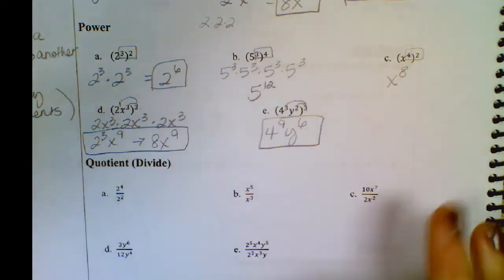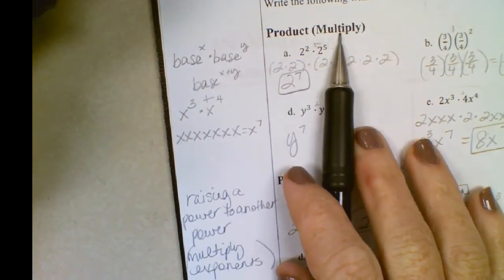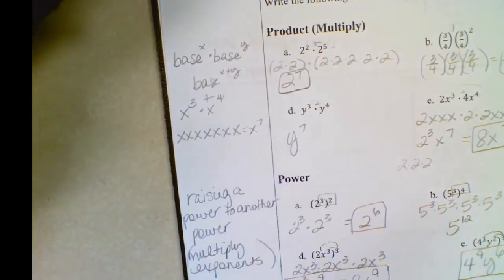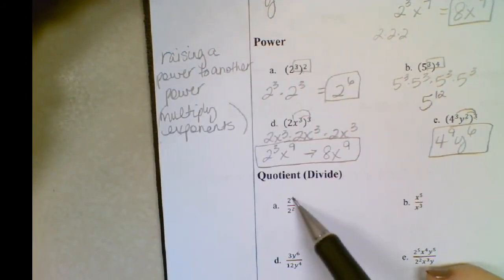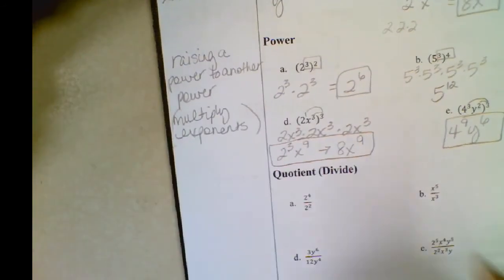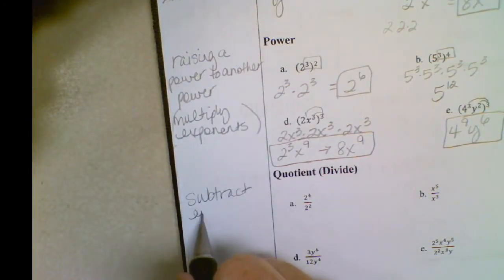Okay. Quotient rule, so now we're talking about division. So I want you to think about something. With our product rule, when we were multiplying, we added the exponents together. So now that we are dividing, I want you to think about what would logically make sense for us to do with our exponents. And that is that we are going to subtract the exponents.